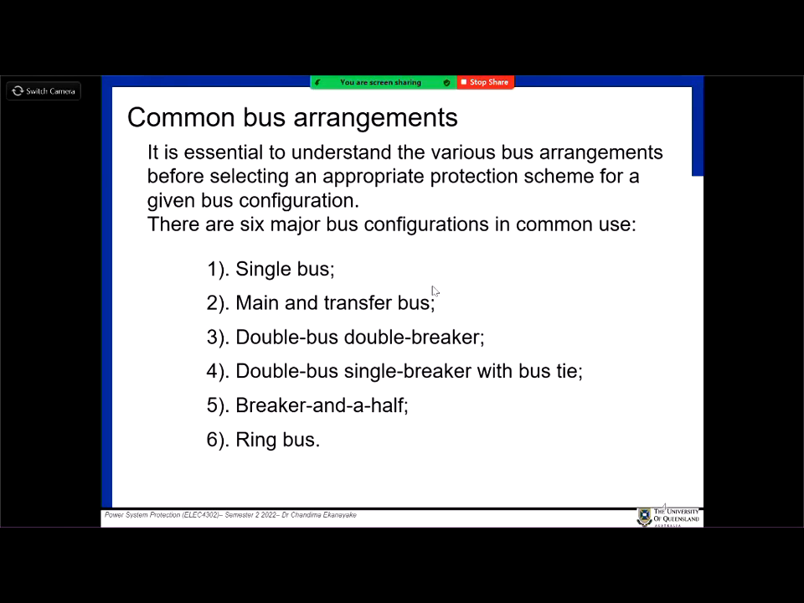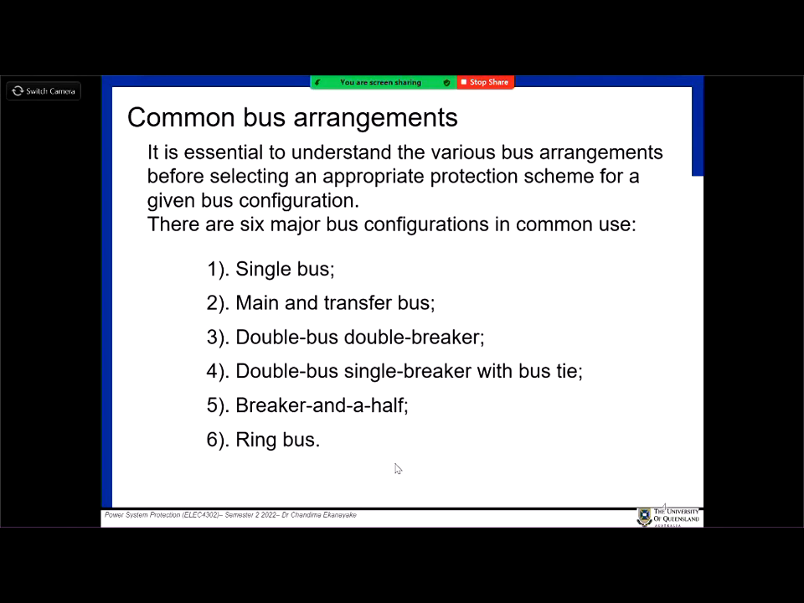So there are many different bus arrangements, so the protection schemes are different for these arrangements. Therefore, first we will go through what bus arrangements are available and how they are connected in the substation. The 6 types, which I will go through one by one in the next couple of slides, are: single bus, main and transfer, double bus, double breaker, and ring bus.